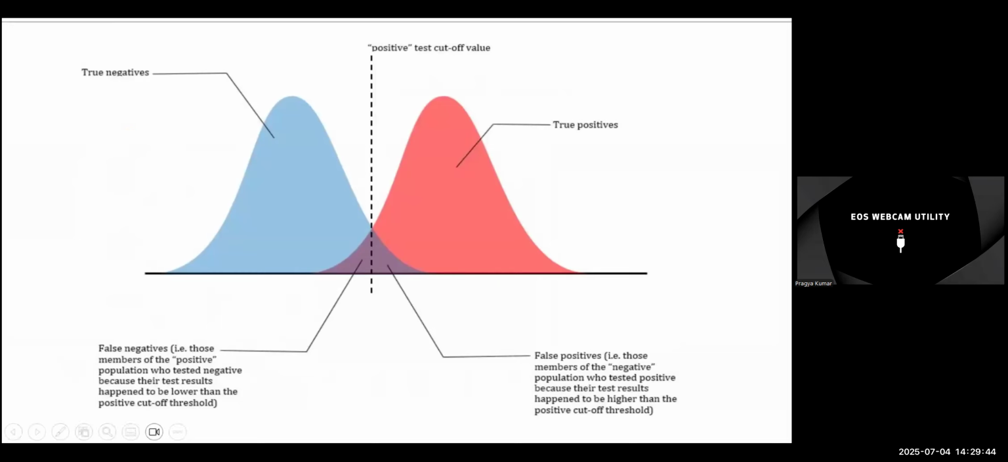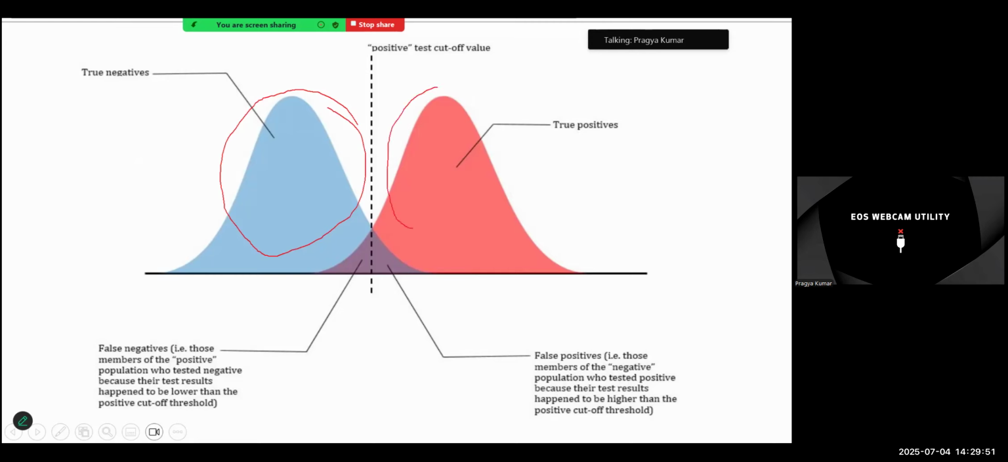Again, this is one graph that we have just shown you. There is a crossing, and here this is the common area where you can see there are false positives and false negatives. So this area is for the false positives and this area is for the false negatives.